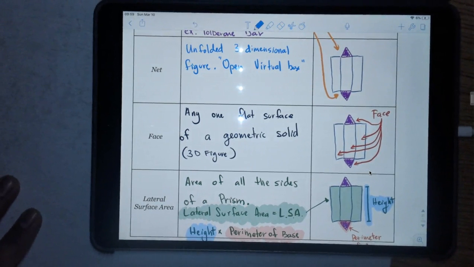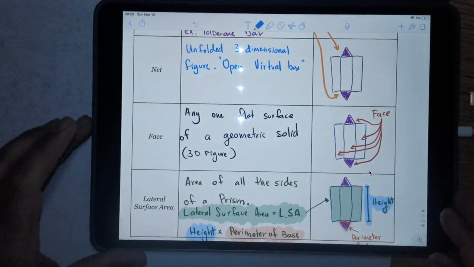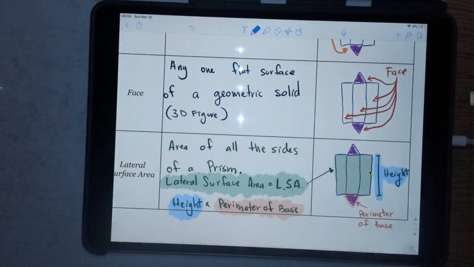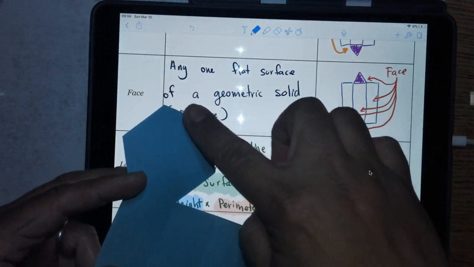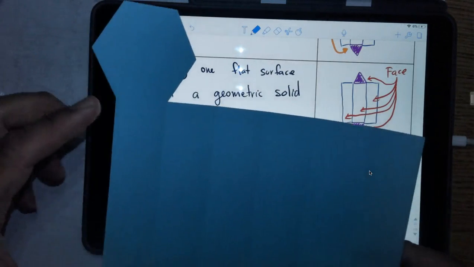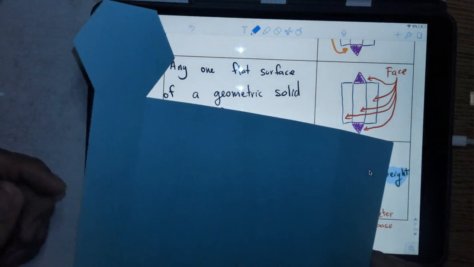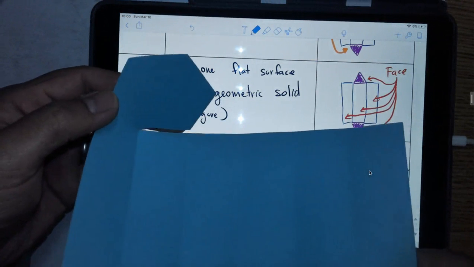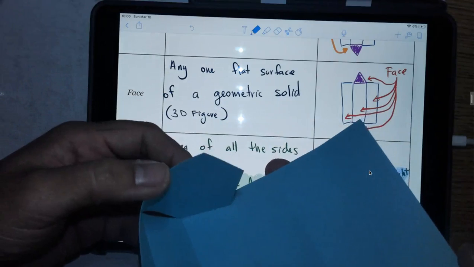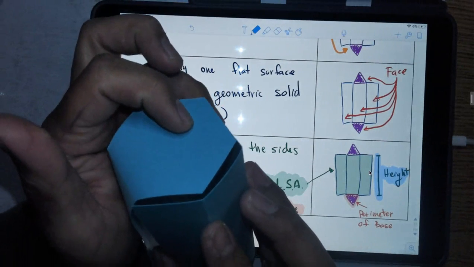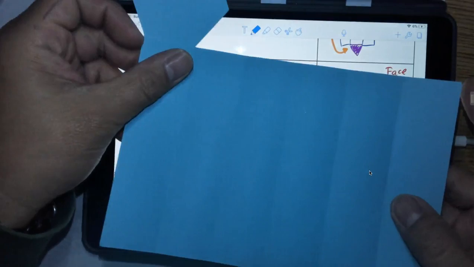And your equation for lateral surface area is the height times the perimeter of the base. So to find the lateral surface area of any of these shapes, this is my height here, and this is the perimeter of my base. I'm going to multiply those two values, height and perimeter of base. The reason it's the perimeter of the base is that as I fold this, the base will go around, and it'll eventually be the same as my distance across.